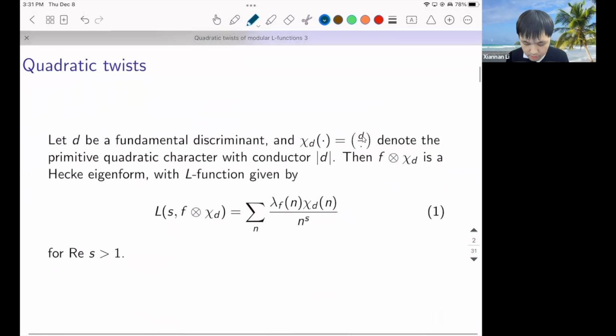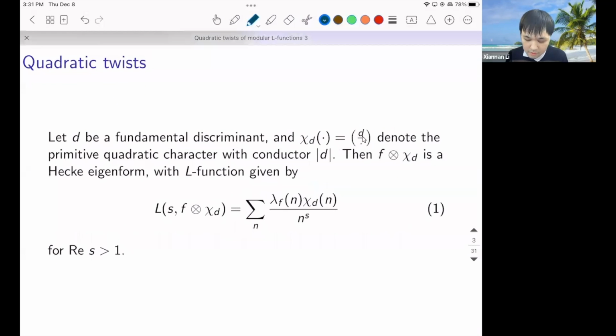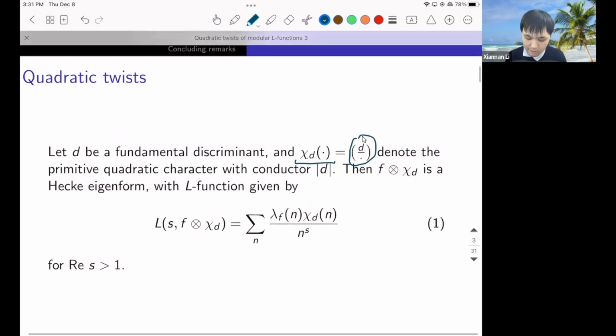For quadratic twists, we're going to let d be a fundamental discriminant, and chi_d be, I guess this is a Kronecker symbol over here. This will denote the primitive quadratic character with conductor d. And then f times chi_d is also a Hecke eigenform. So this is the quadratic twist of f, and it has an L-function, which also has a Dirichlet series given by the sum of lambda_f(n) chi_d(n) over n^s. Again, absolutely convergent in the same region, and it can be analytically continued similarly to L(s, f).